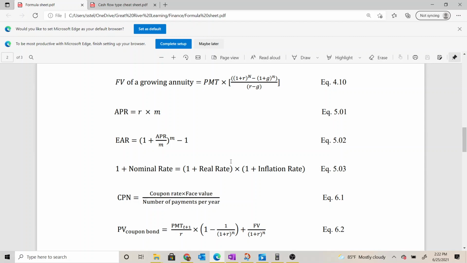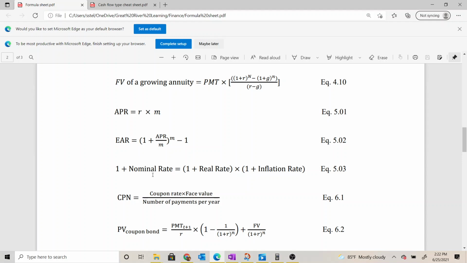And it is this guy right here, equation 5.03, where 1 plus the nominal rate, that's the stated rate that we see in our investment, is equal to 1 plus the real rate, where the real rate is the actual change in our purchasing power, times 1 plus the inflation rate, so the rate of change in prices. So this gives us a relationship between these three variables, where the rate that we see is a combination of the real rate and the inflation rate. Well, this is an equation, so if we have any two of those variables, we can use this to solve for the third, which is exactly what we're going to do here.